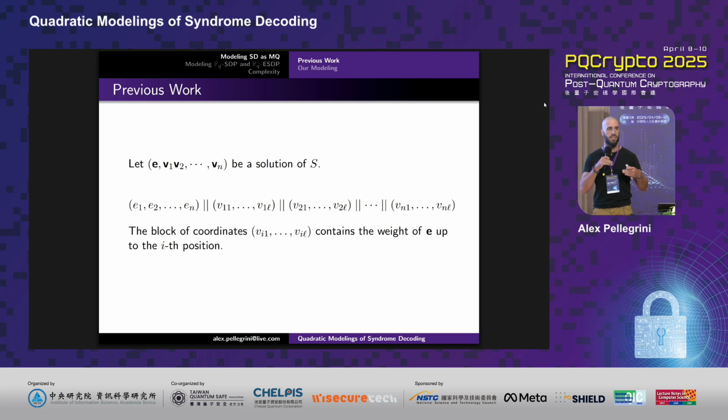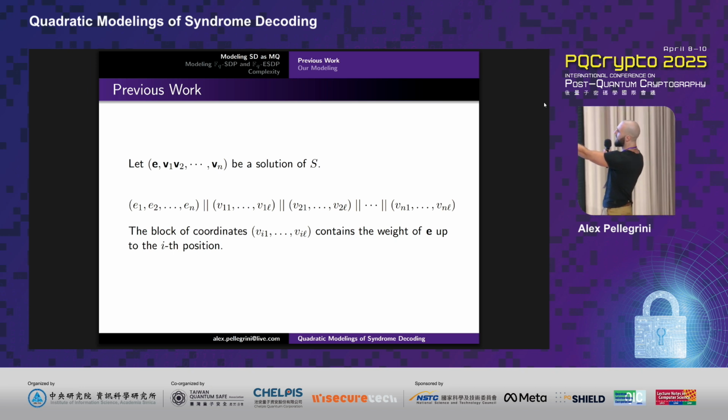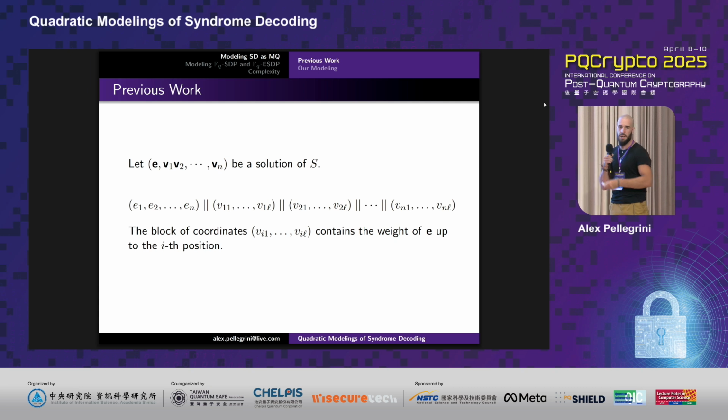Let me show you how this system is built. I don't want to give you the equations because they look very ugly, so I will try to explain how the equations define the solutions of the system S. If we take (e, v1, ..., vn) to be a solution of S and expand it, we have e covering the first n coordinates, and then n blocks of L coordinates each. The equations in the system make the i-th block of L coordinates contain the binary expansion of the weight of the first part of n coordinates, the e part, up to the i-th position.